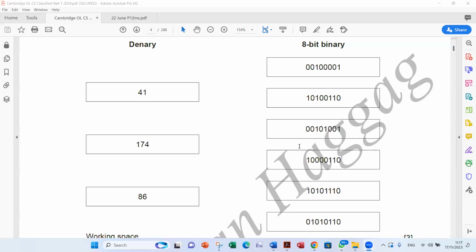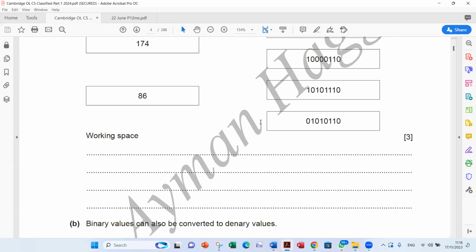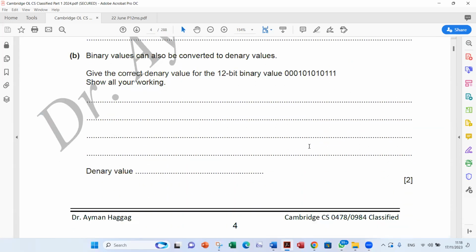Let us check the answer. So 41 goes into that. 174 goes into that. 85 goes into that. It would have been easier to convert from denary to binary, but you have then more numbers to convert, and you only have 3 denary numbers to connect to. Okay. You may use this area for your work.